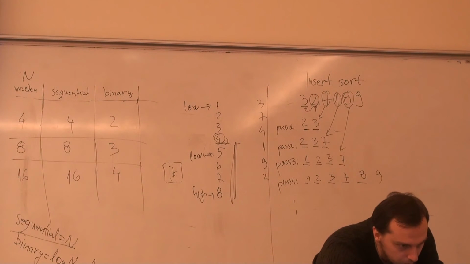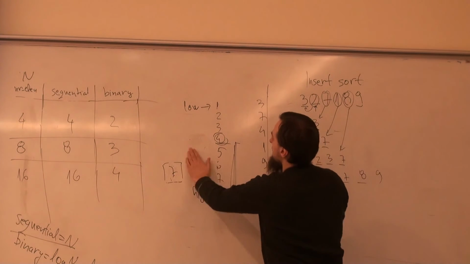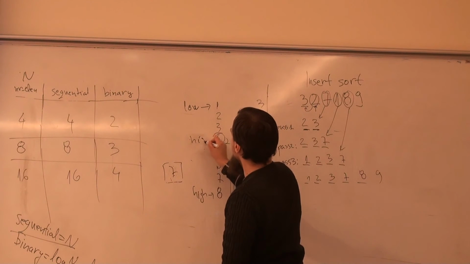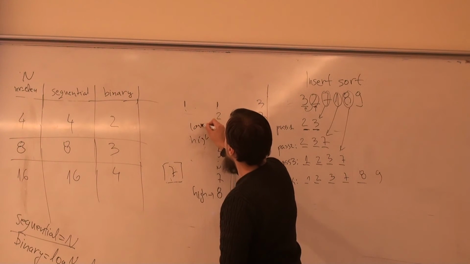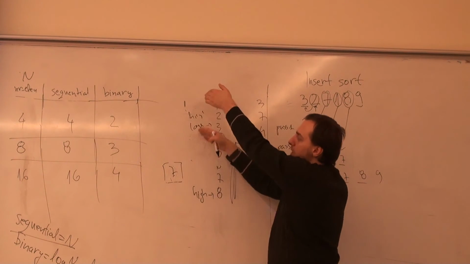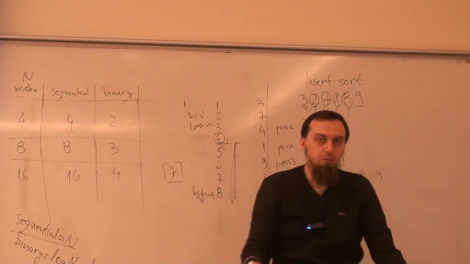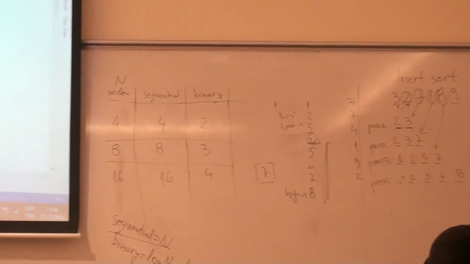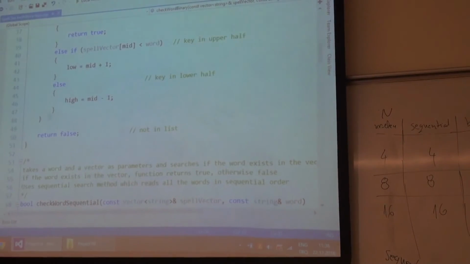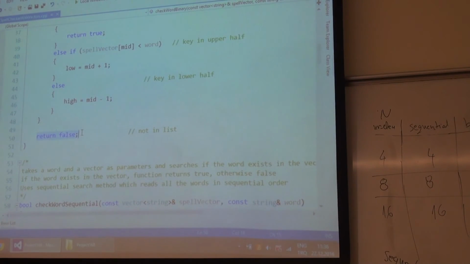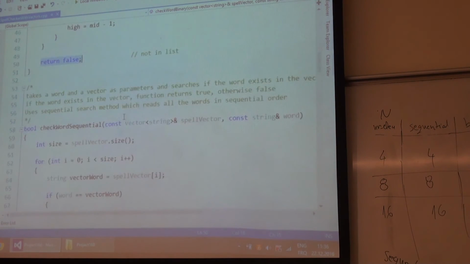And this is in a while loop. We keep doing this until we find the word. When we find the desired word in the vector, we return true. However, when high will be here, then low will come here, then high will go here, low will go down, and high will end up lower than low. When this happens, that means that we didn't find the word. The while loop will not be true, so we go outside of the loop and we return false. We didn't find it. Okay, this is about binary search.